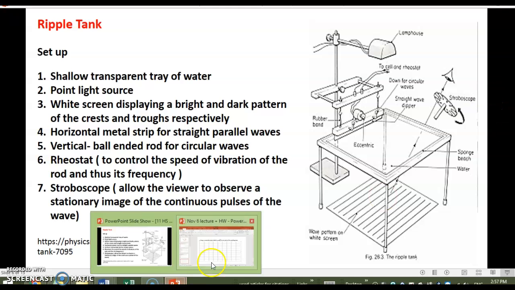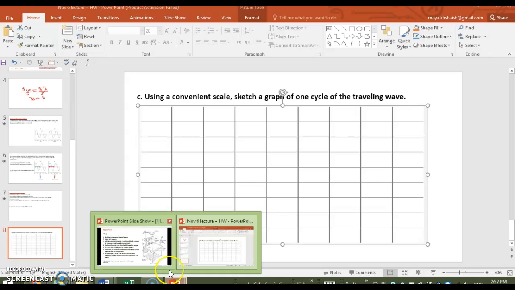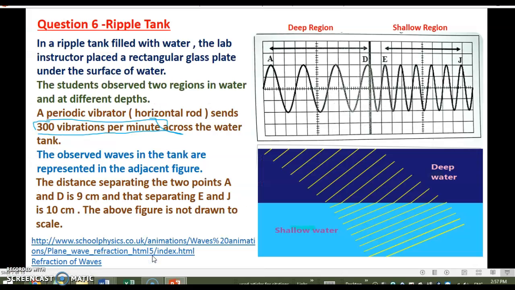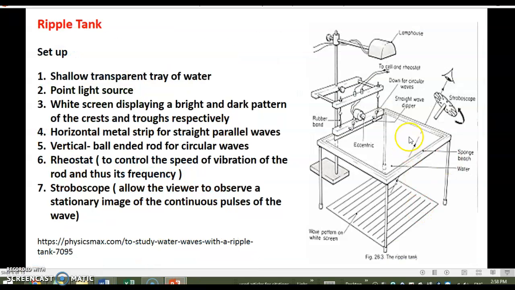Now, for the exercise, we have in question 6: in a ripple tank filled with water, the lab instructor placed a rectangular glass plate under the surface of water. So again, if we go back to the image of the ripple tank, suppose a piece of glass is put here on the tray that is filled with water.